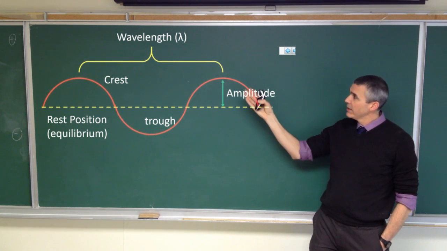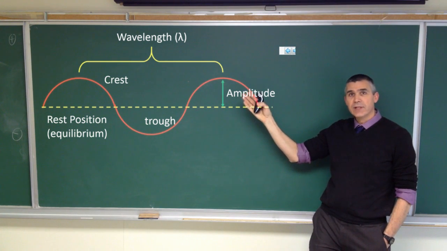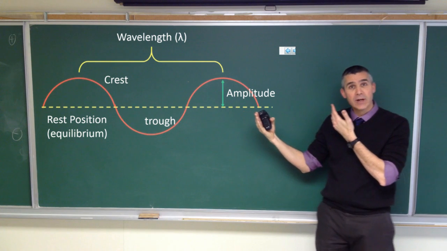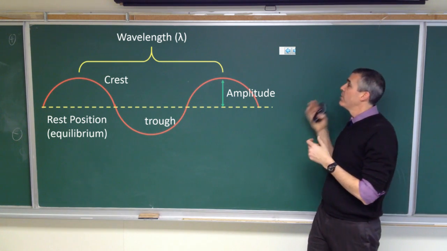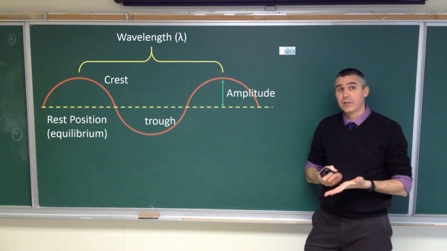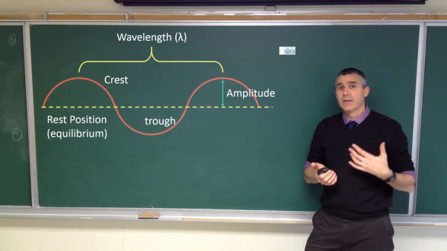We have a wavelength, which is the crest to crest distance, or the distance between any like points on adjacent waves. And we have the amplitude. So the amplitude is the displacement from rest position. So for a transverse wave, that's what we have.